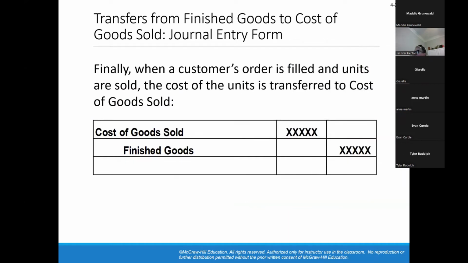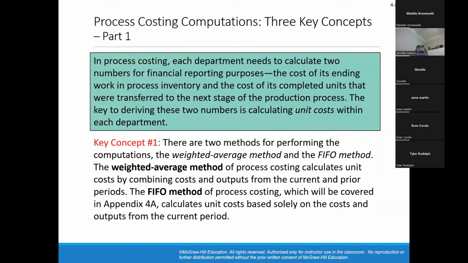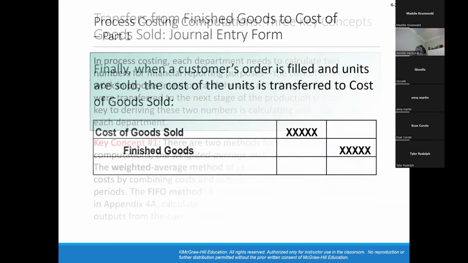All right, so that's my journal entry. I'm debiting cost of goods sold and I'm crediting finished goods. I have a question. Okay. Was that similar to the job order too, or was that a little bit different?